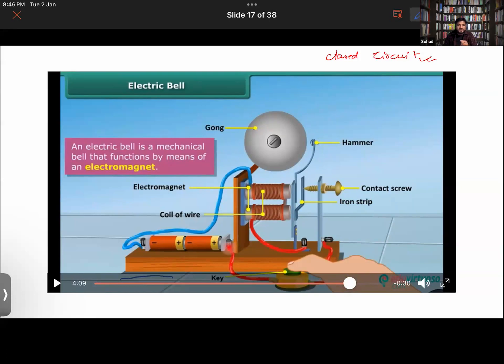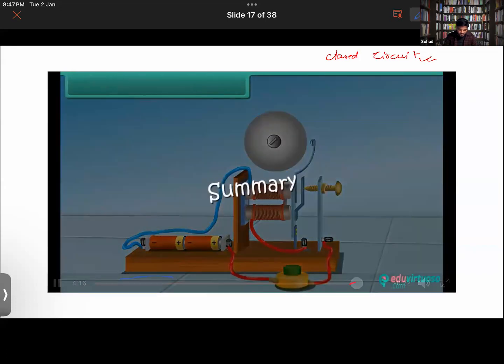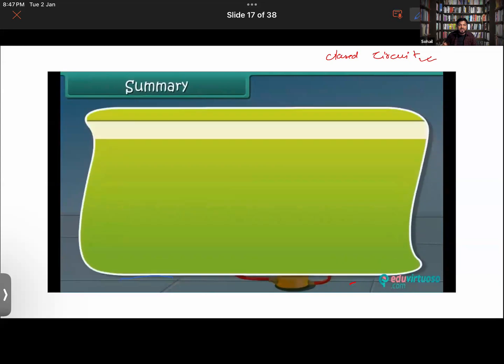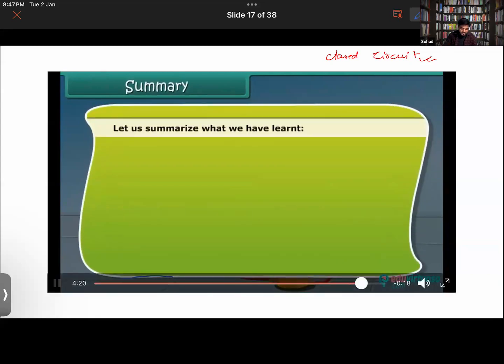And the thing about the spring is that if there is no spring there, then what will happen? The iron strip of the gong will break when it strikes the bell. So that the iron strip does not break, there is a spring over here. Right, now see this over here to again produce sound. You can notice that the circuit is continuously getting connected and broken. All right.